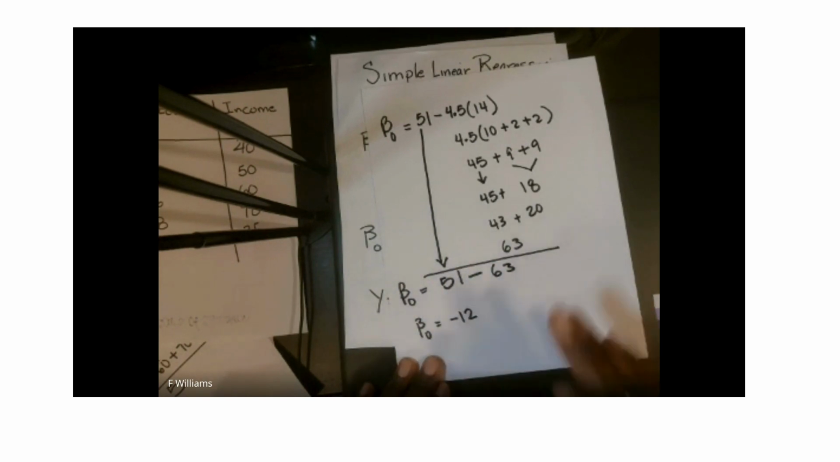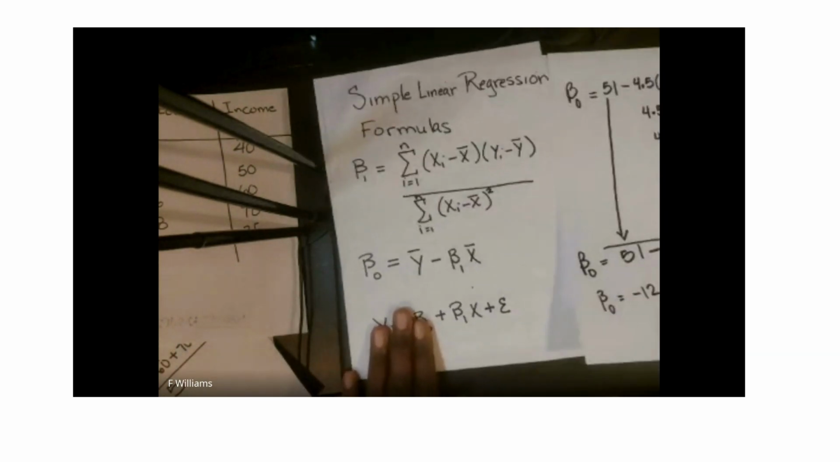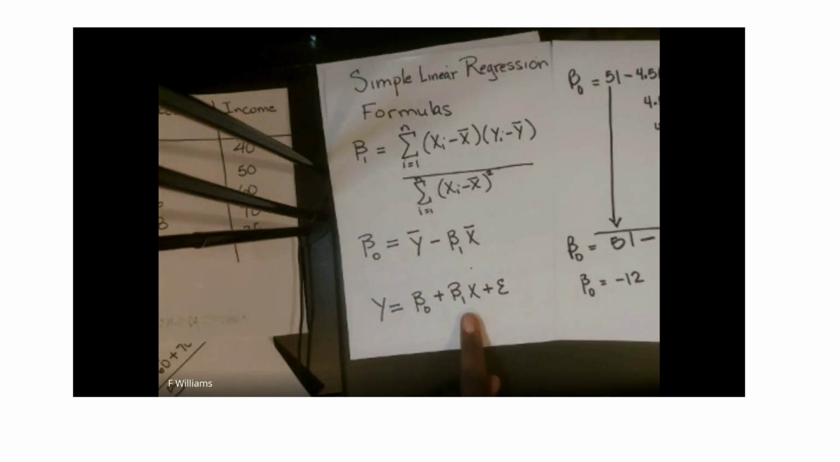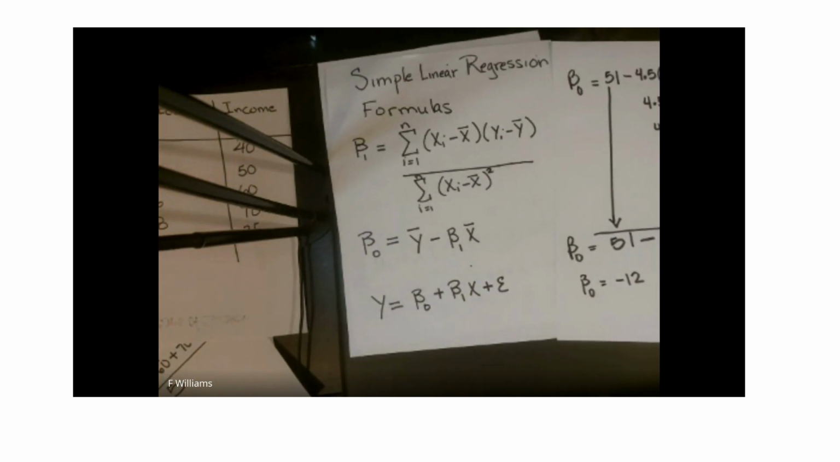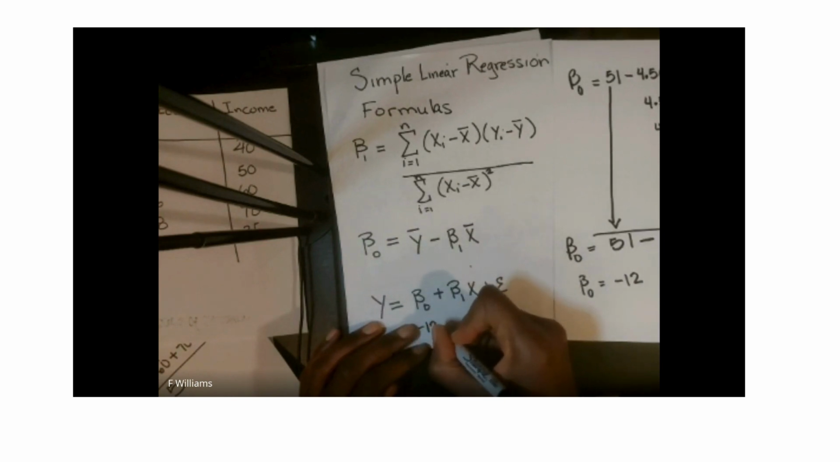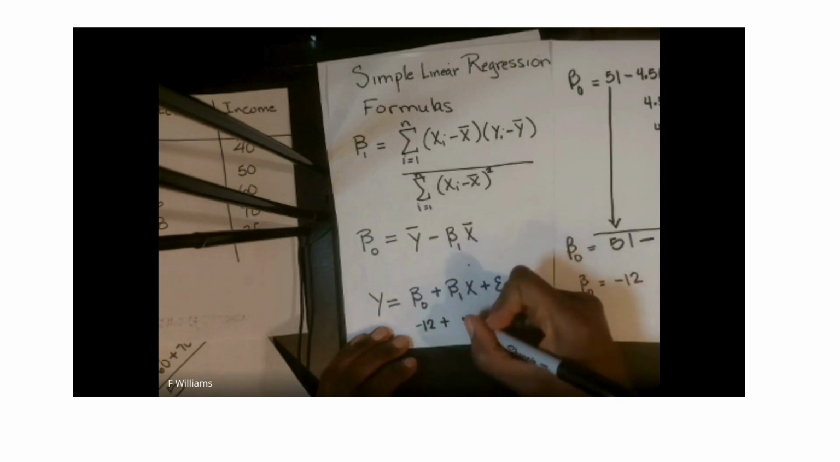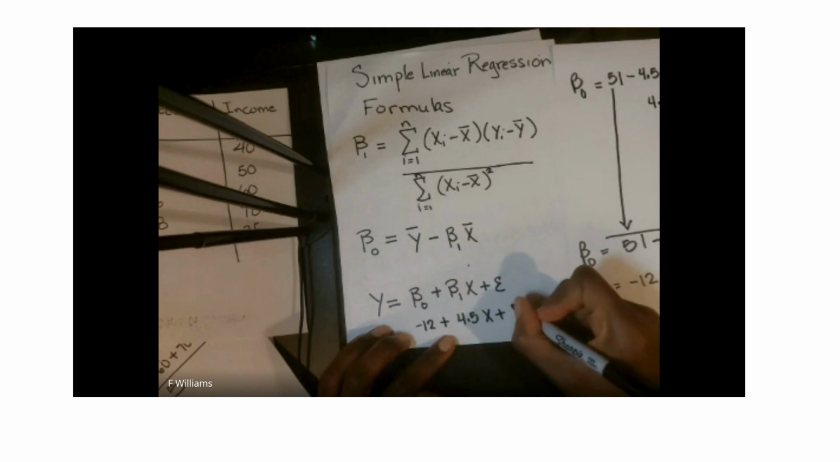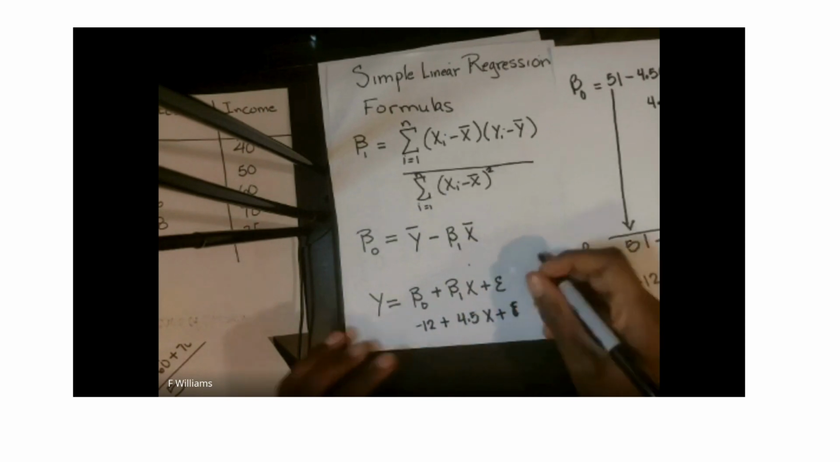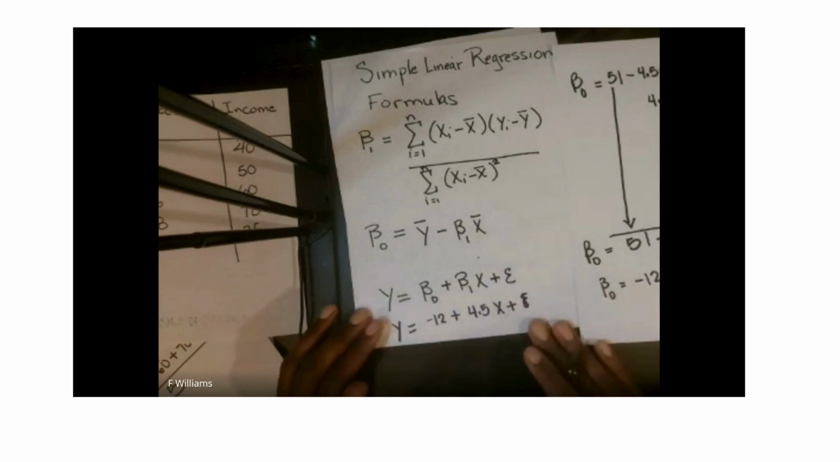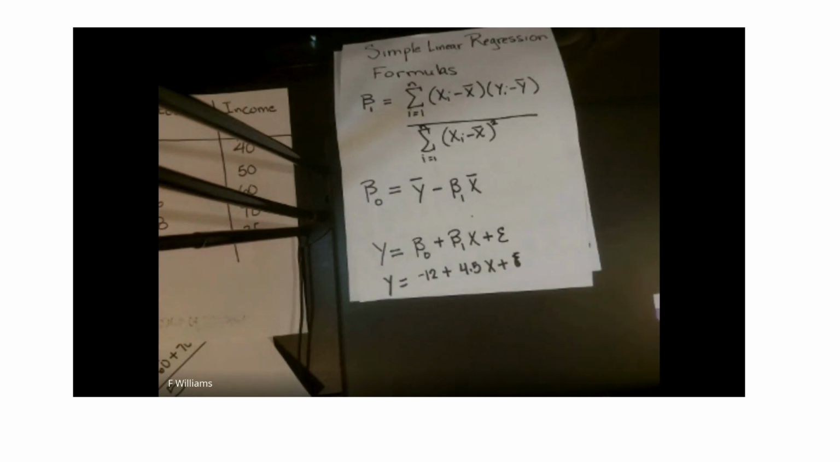Okay. Now we have our equation. Our equation just required that we knew what beta 0 is, what beta 1 is. So we know that our beta 0 is equal to minus 12, and that our beta 1 is equal to 4.5. Then there's an error term, or epsilon. So that's our final equation. There you go. Minus 12 plus 4.5x. And we have some sort of small error term.